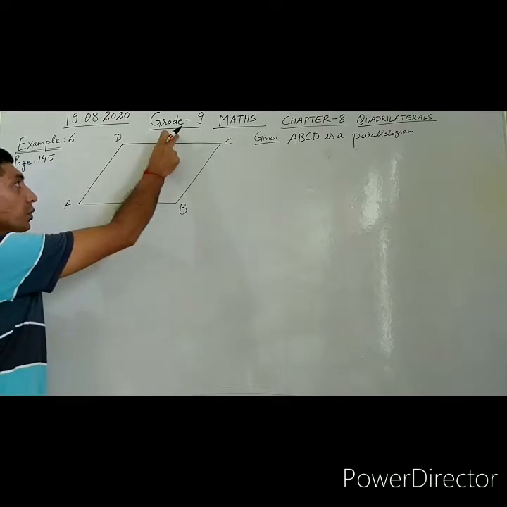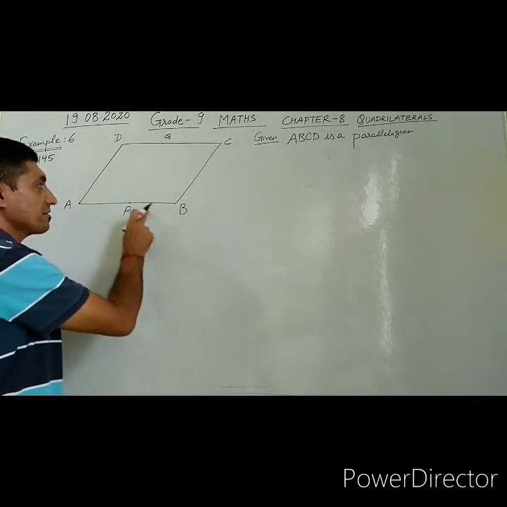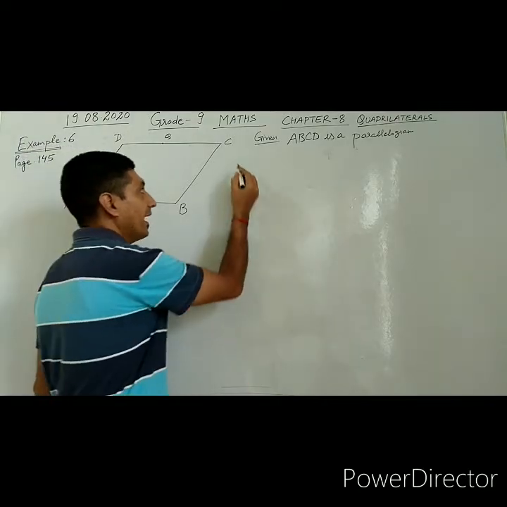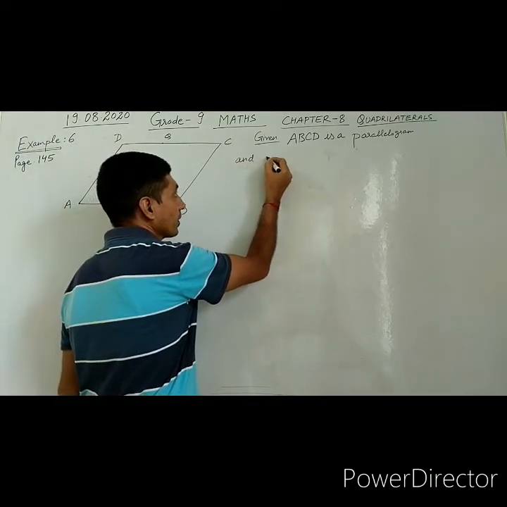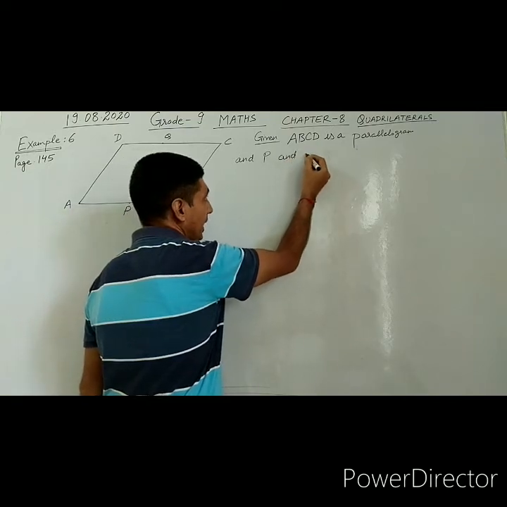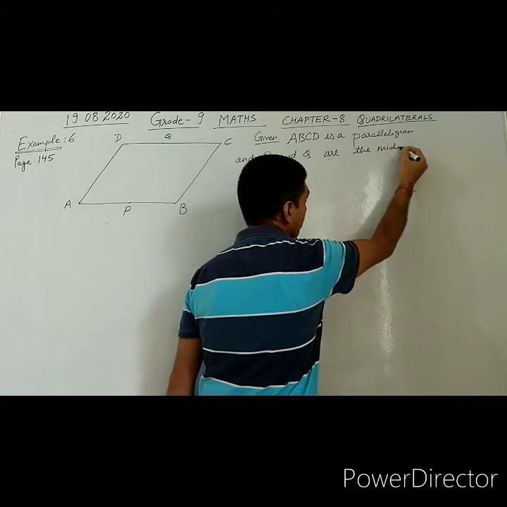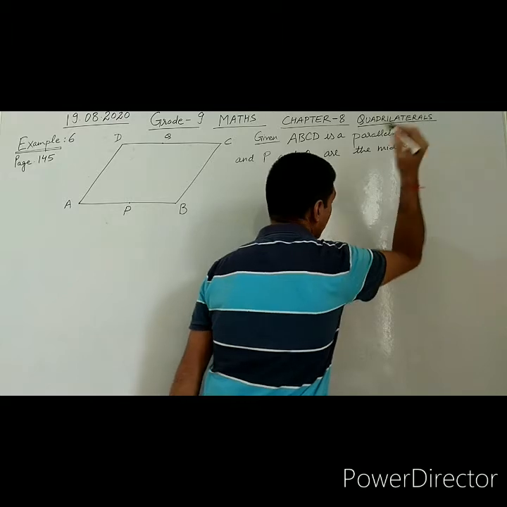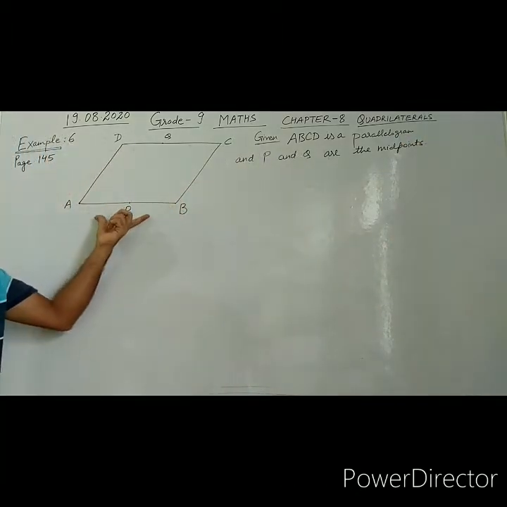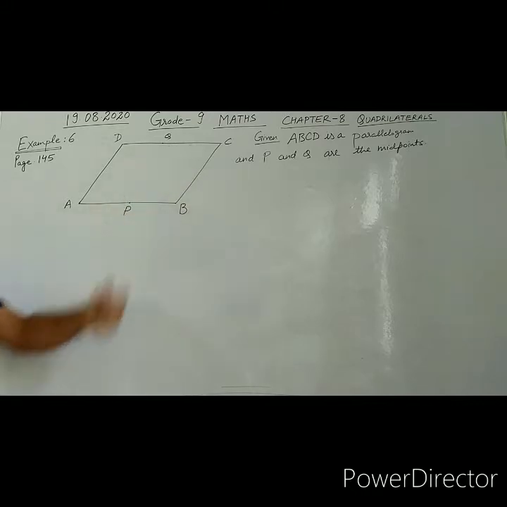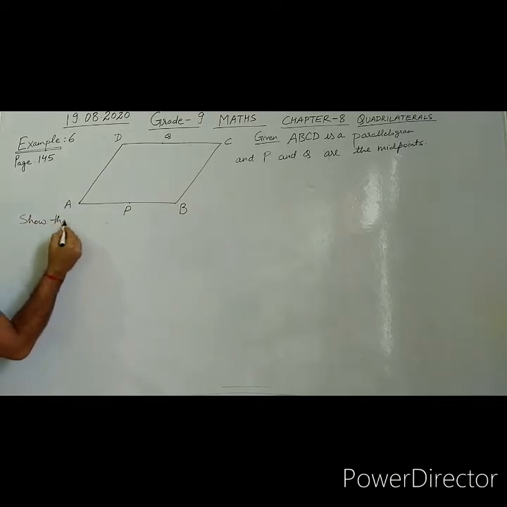and P and Q are the midpoints of sides AB and CD respectively. Right? Midpoints of the sides AB and CD respectively. So here we have to show three things. First one, that APCQ.